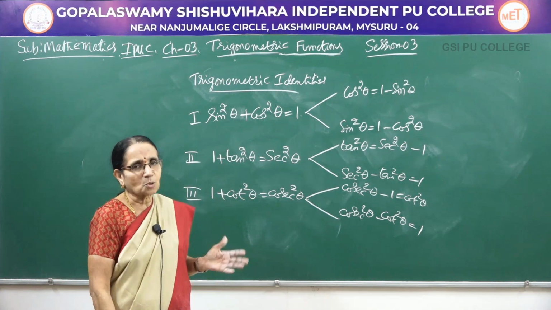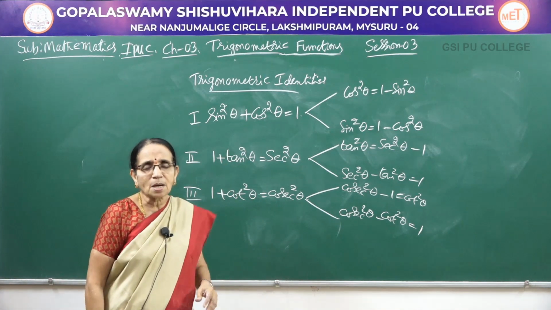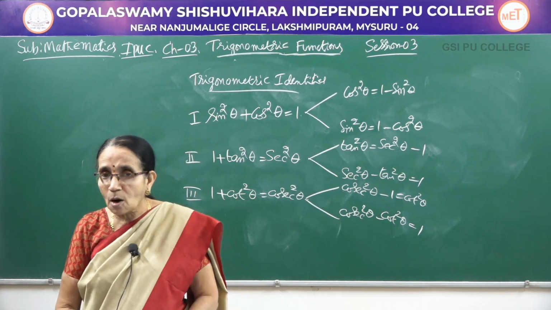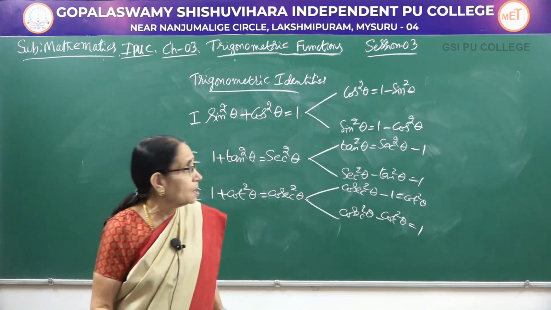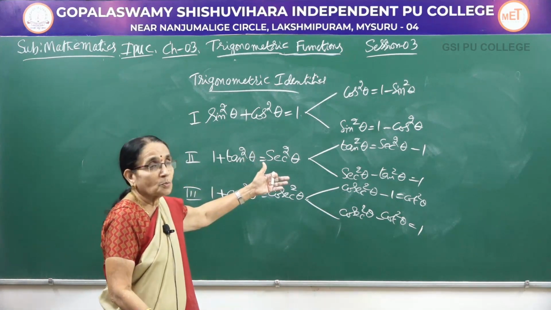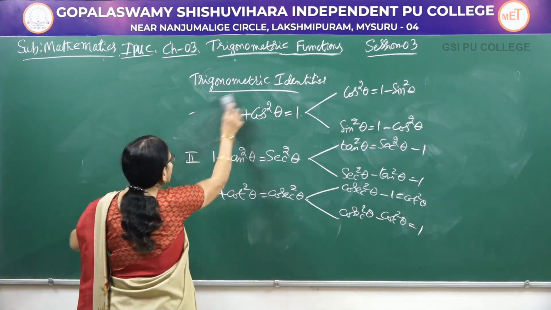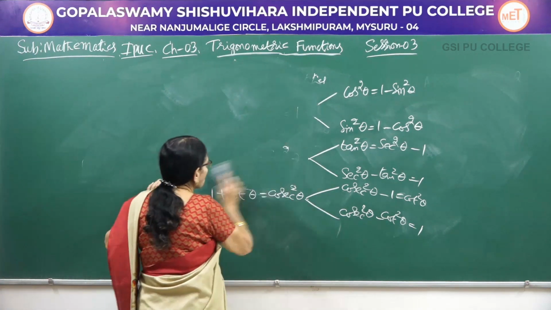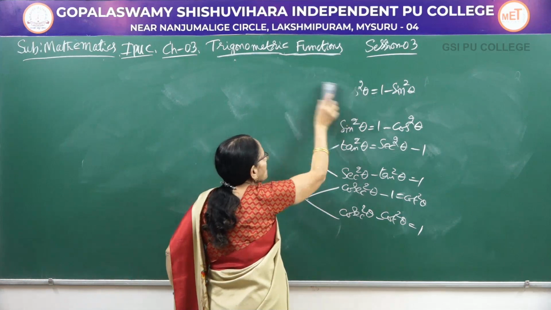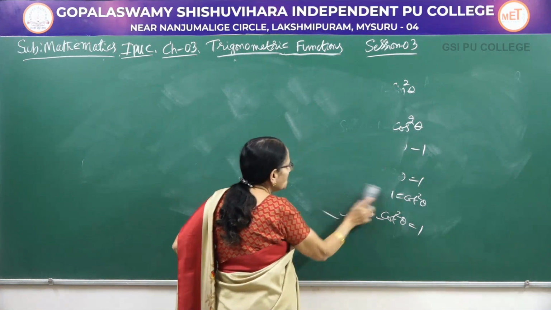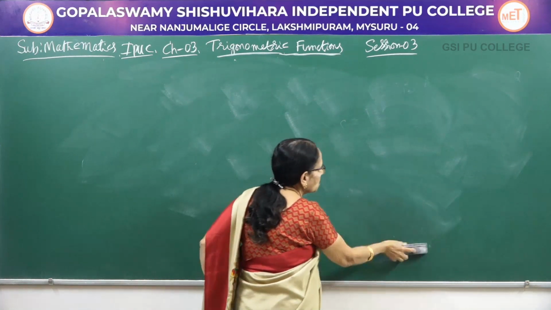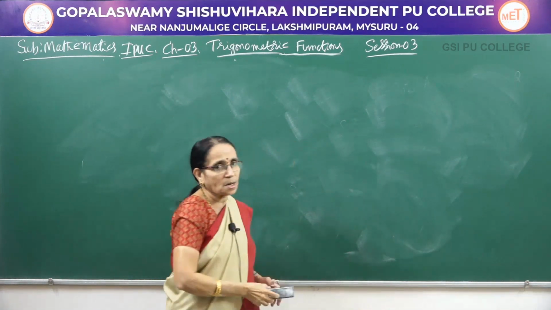Just interchanging the terms, the value remains the same, and we can write it in two different ways. In whatever form we want, we can write it and do the simplification. This is the second piece of information you have learned in the lower classes. So, the first one was the definition of the trigonometric ratios. Now, the trigonometric identities, three basic identities.